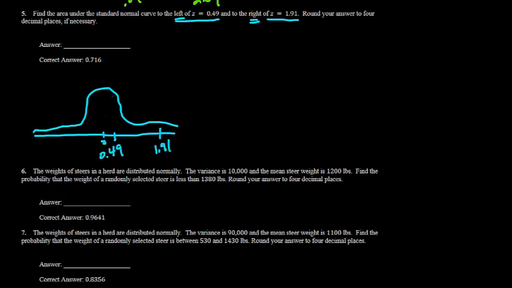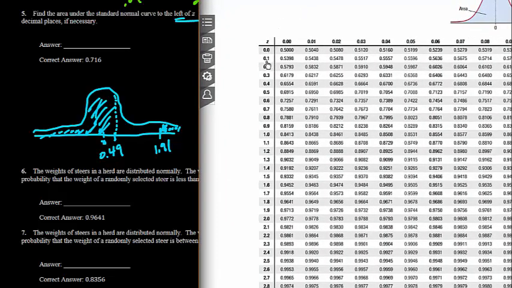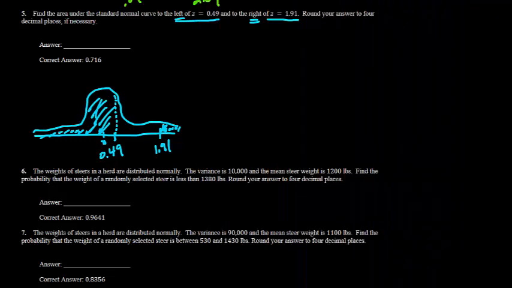This is a two-tail test, so we are going to do the left side of 0.49 and then the right side of 1.91. So we're doing two calculations. The first one's easy, 0.49. 0.49 is 0.4 and then all the way to the right, 0.6879. So this guy here is 0.6879. That's the area to the left of 0.49.